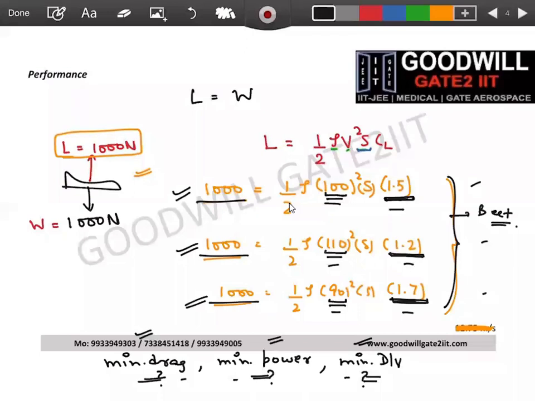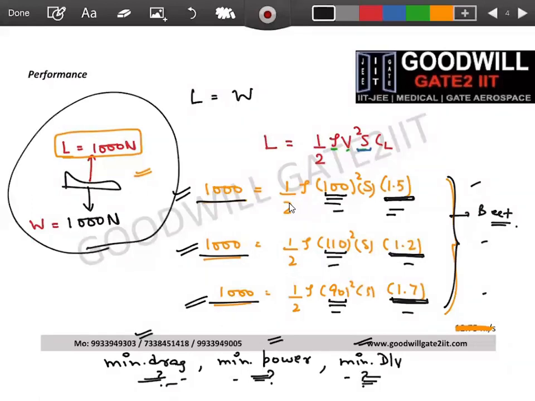So the first point which I want you to understand is, is this point clear to you, what we are trying to identify and find out? In today's lecture, we'll do all these equations to find out at what condition we should fly, meaning what should be our velocity and what should be the corresponding CL, so that we can maintain this condition.